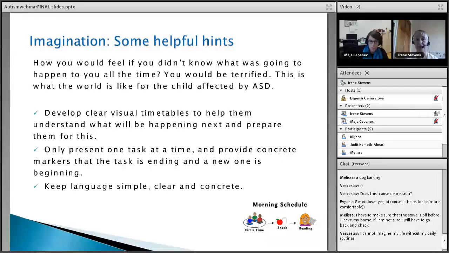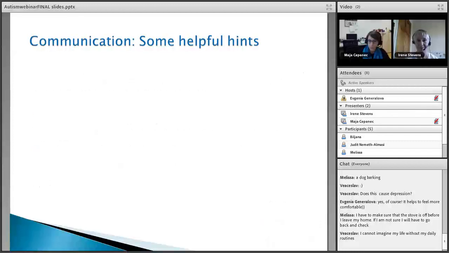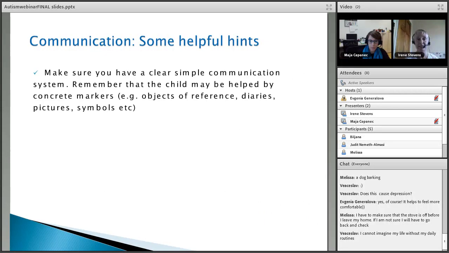And also keep your language simple, clear and concrete. So try not to say a lot of words to a child affected by ASD. Just try to keep your language to maybe two or three short words or sentences. In terms of communication, again, just a few hints. Make sure that you've got a clear and simple communication system.